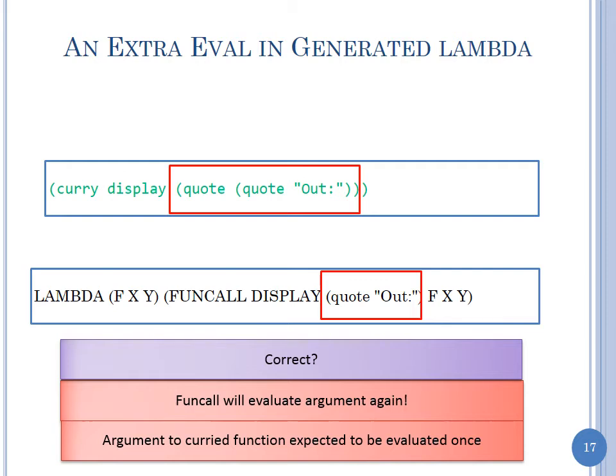The problem is that we end up doing two evals. One when we create the curried function, and one when we call the curried function. And the intent is that when we curry something, I'm giving you an evaluated argument, and please don't evaluate it again. As long as we had that variable name there, that was fine, because then it would get evaluated once during the FUNCALLs. Now we replace the variable name with a value.